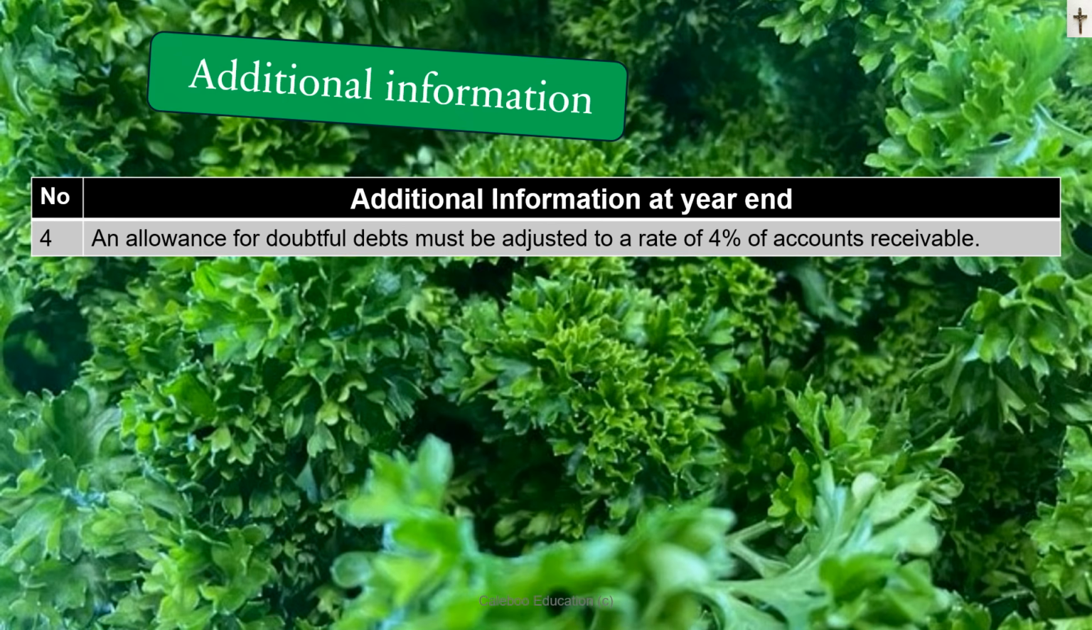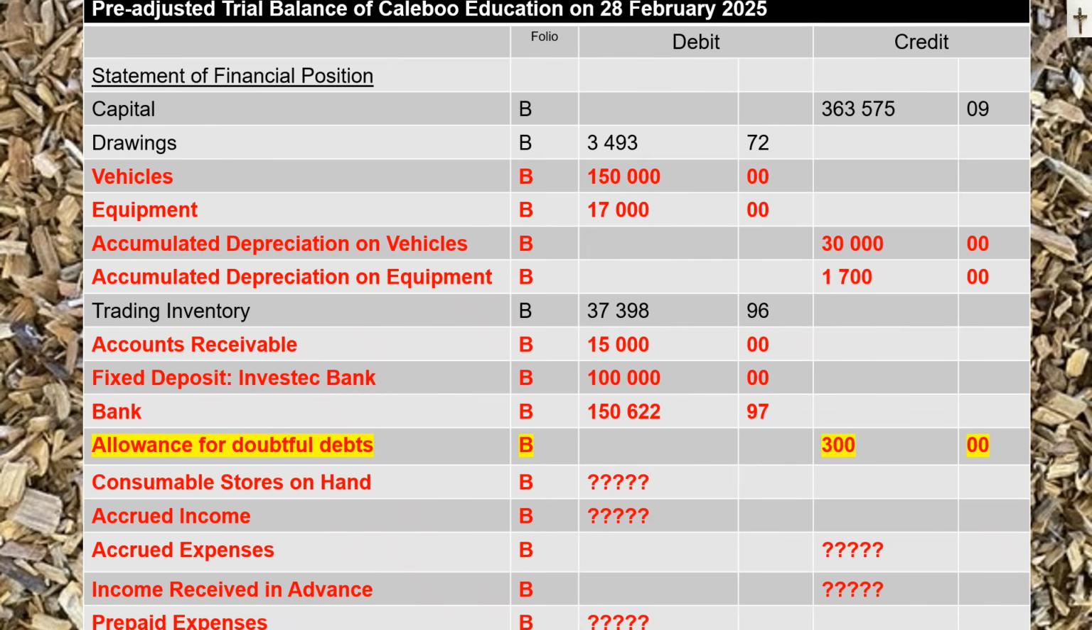Right, now this is important. There's an allowance for doubtful debts. We know that all our debtors are not going to pay us, so we make an allowance for doubtful debts, and they adjust it to 4% of accounts receivable. Now this is important, because I haven't gone through this with you guys in too much detail.